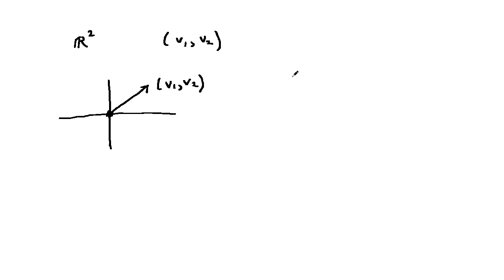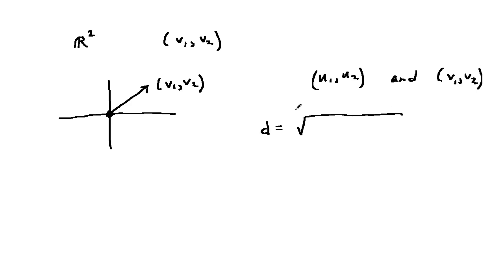Now the length of the vector v can be found using the distance formula for 2 points, u1, u2, and v1, v2. Here's the distance formula: u1 minus v1 squared plus u2 minus v2 squared, and the square root of that whole thing. This is the distance formula for 2 points.